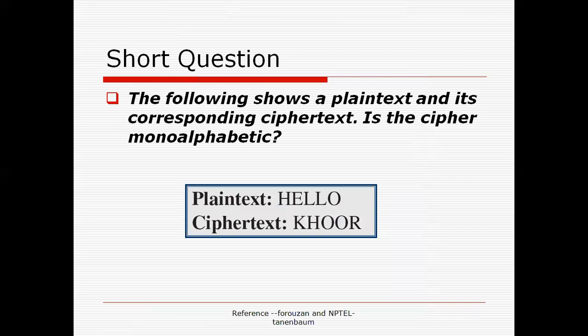Take another different example. The following shows plain text and its corresponding ciphertext. Is this ciphertext monoalphabetic? Now we will check the occurrence of each alphabet. Here we observe that the first occurrence of L is replaced by O. The second occurrence of L is replaced by O. It means the same alphabet is always replaced by the same other alphabet. It means it is a monoalphabetic technique.